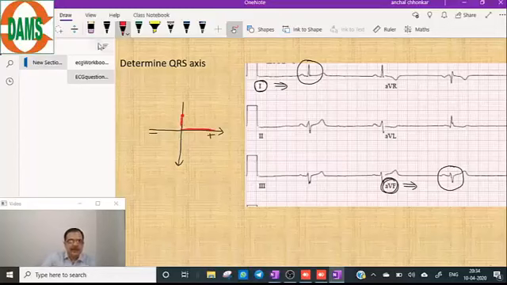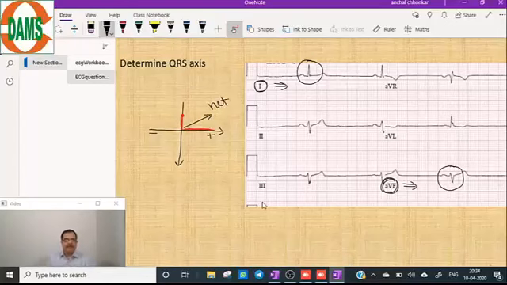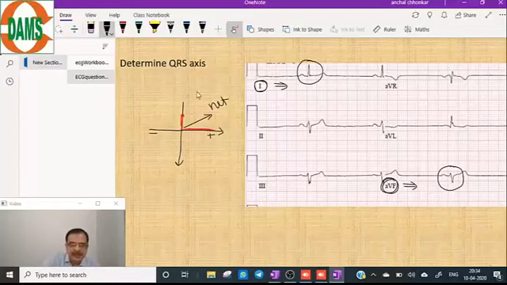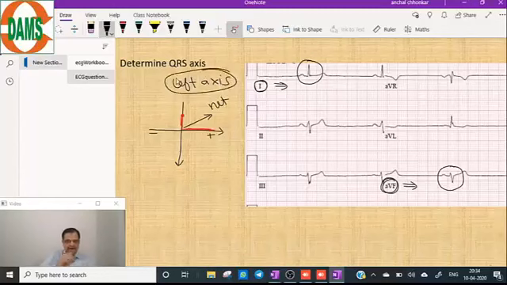In this direction. So the net will come here. This is the net. And what is that? Yes, this is a left axis deviation. So our answer here will be left axis deviation.